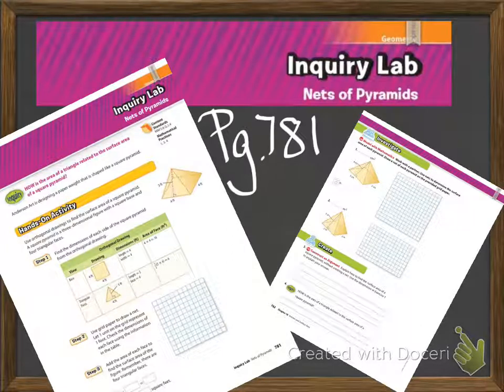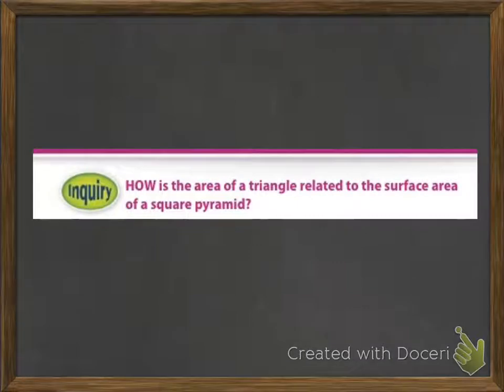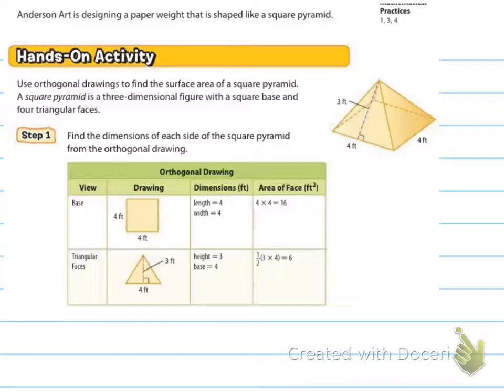Okay, we're going to be looking at the inquiry lab for nets of pyramids, and that starts on page 781. All right, so the question that we're asking ourselves for this section is, how is the area of a triangle related to the surface area of a square pyramid?